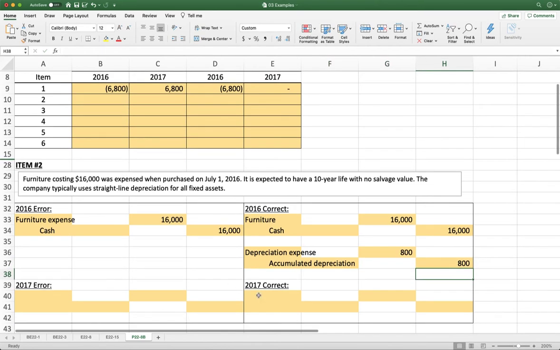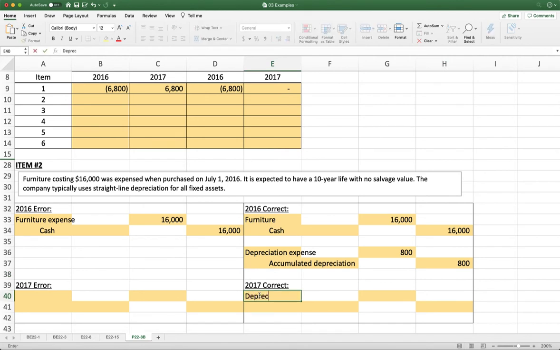Then in 2017, we should take a full year's worth of depreciation expense. We're going to take depreciation expense. Again, that's $16,000 divided by 10 years. And that's going to go to accumulated depreciation.